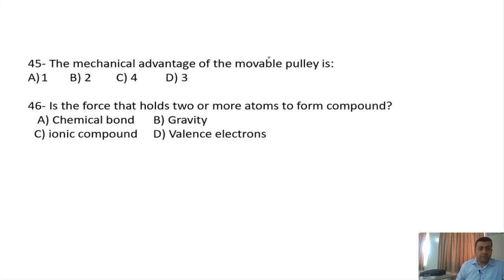The mechanical advantage of a movable pulley is 2. The force that holds 2 or more atoms to form a compound is chemical bond. There are 2 kinds of chemical bond: ionic bond and covalent bond.